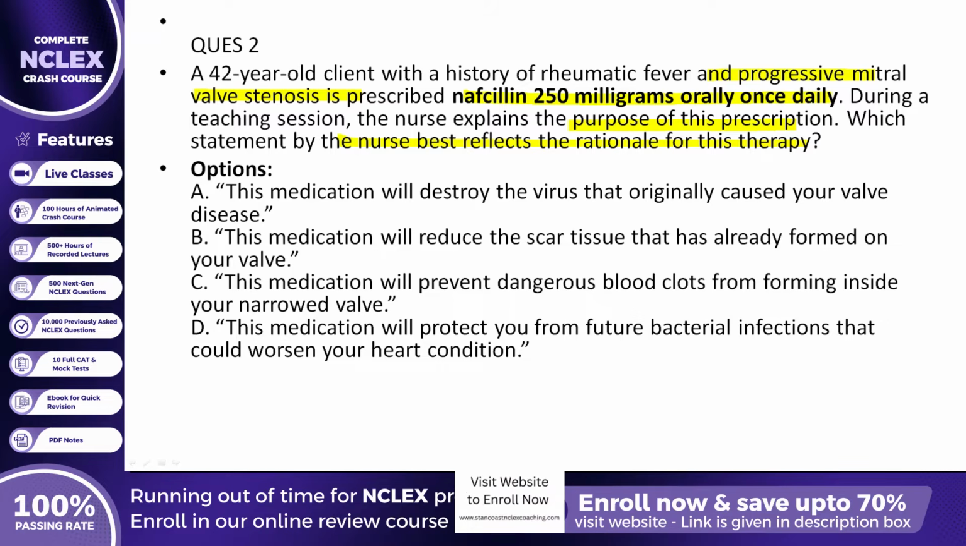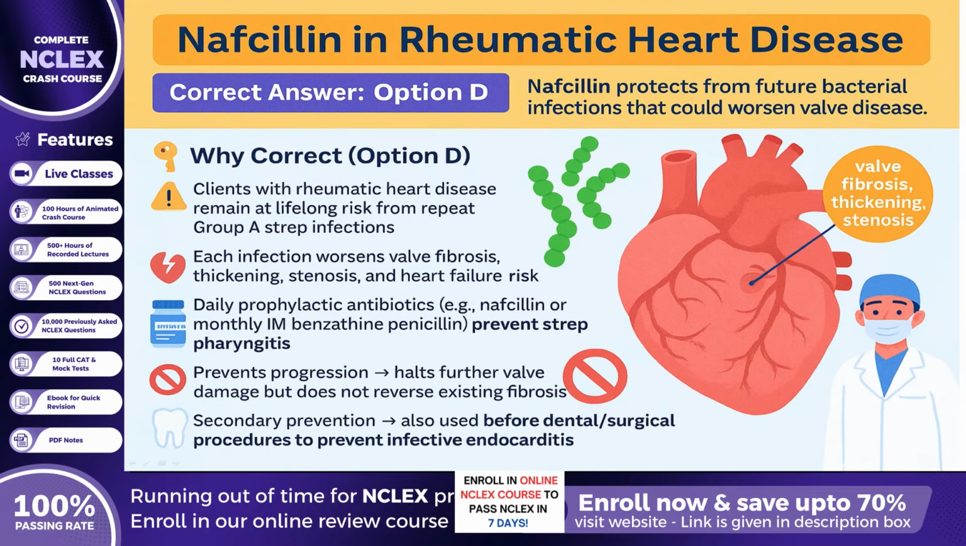The correct answer is option D. This medication will protect you from future bacterial infections that could worsen your heart condition. Clients with a history of rheumatic heart disease remain at lifelong risk of further valve injury if they experience repeat group A beta hemolytic streptococcal infections. Each infection can trigger an immune response that cross-reacts with cardiac tissue, worsening fibrosis, leaflet thickening, and stenosis.